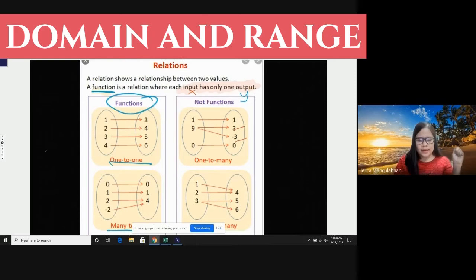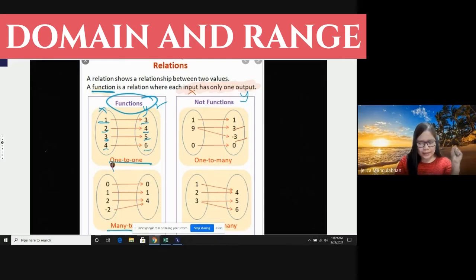1 corresponds to 3, 2 corresponds to 4, 3 corresponds to 5, and 4 corresponds to 6. So there is no repetition on your x values or domain. That means it is considered a function because we didn't repeat the x values more than once. Okay? Next, we have many-to-one.